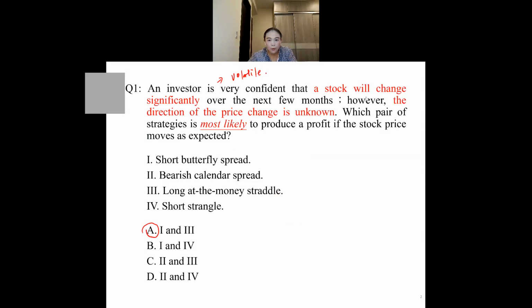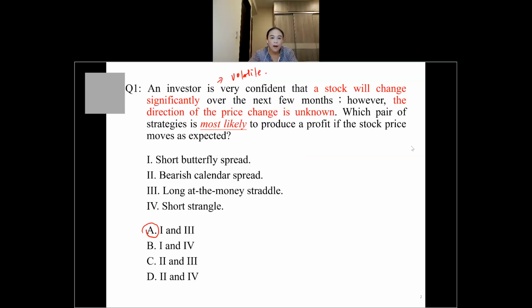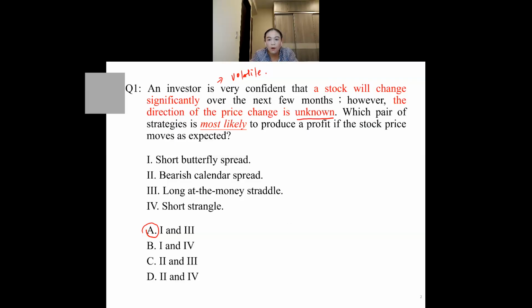All right, so the first question says that an investor is very confident that the stock will change significantly over the next few months. That means the stock market is really volatile. However, the direction of the price change is unknown, so we don't know whether it will go up or go down. We just think that the price will be very volatile. Which pair of strategies is most likely to produce a profit if the stock price moves as expected? Basically, we want to choose the one that can earn money when the price goes up or when the price goes down, so not stay static.